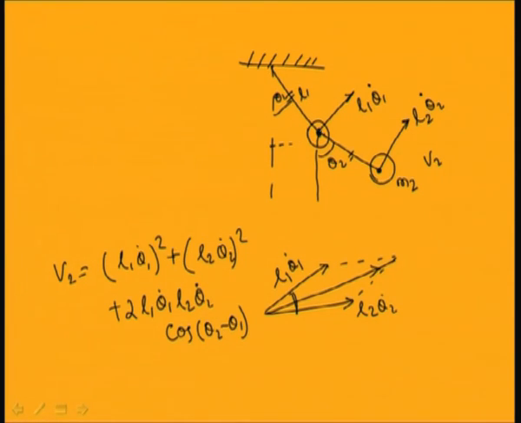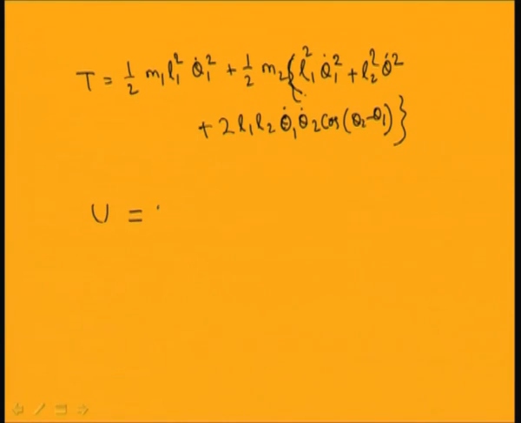So, now it has come to this position. The change in height of the first mass is L1 minus L1 cos theta 1. So the potential energy is m1 g L1 into (1 minus cos theta 1).